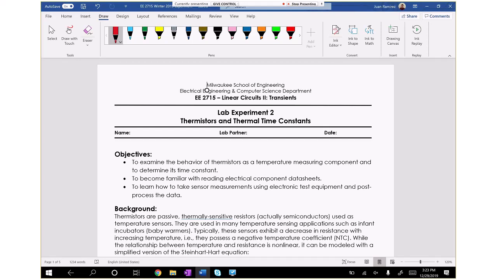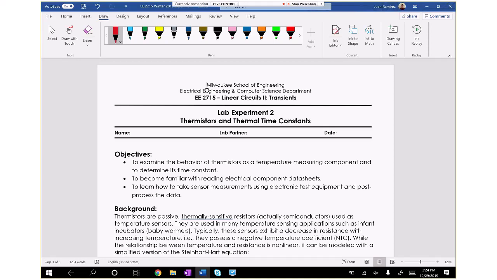We're also going to become more familiar with reading electrical component data sheets. I find a lot of value in making sure you're able to look at data sheets and determine what's really going on with regards to determining component parameters, maximum specs, etc.